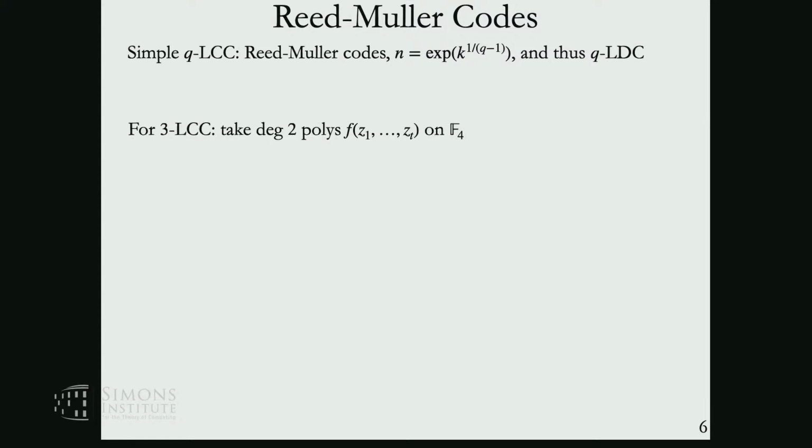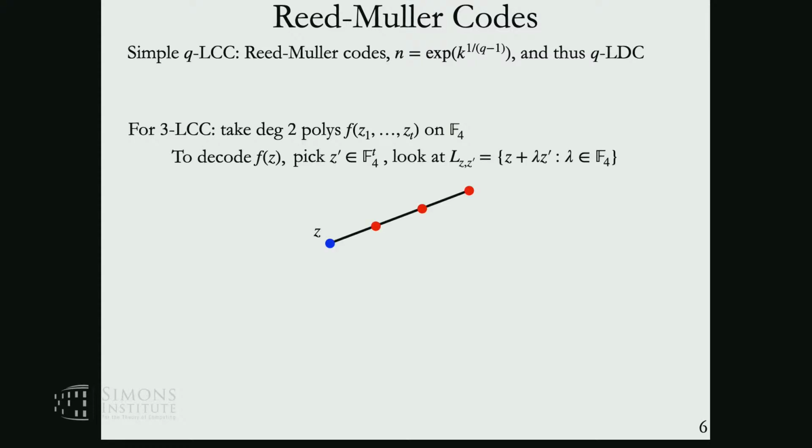Let me just go through this construction very quickly for 3 queries. You take degree 2 polynomials over a field F4, and you look at their evaluations over all points in F4 to the t, where they're in t variables. The way you decode f of z is you simply pass a random line through z, and then you read the 3 other points on the line. Because this is a degree 2 polynomial, this lets you interpolate and therefore recover f of z.